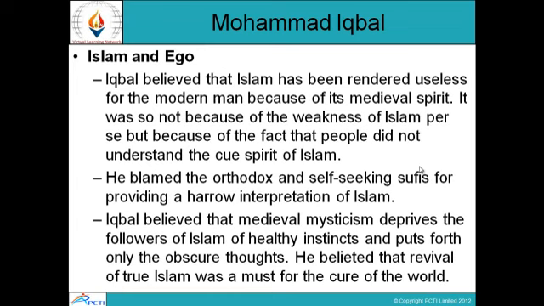He believed that revival of true Islam was a must for the cure of the world. To cure the people from all the religions, and also to cure the world, there has to be revival and reform of the true Islam, wherein characteristics of brotherhood and nationhood have to emerge.